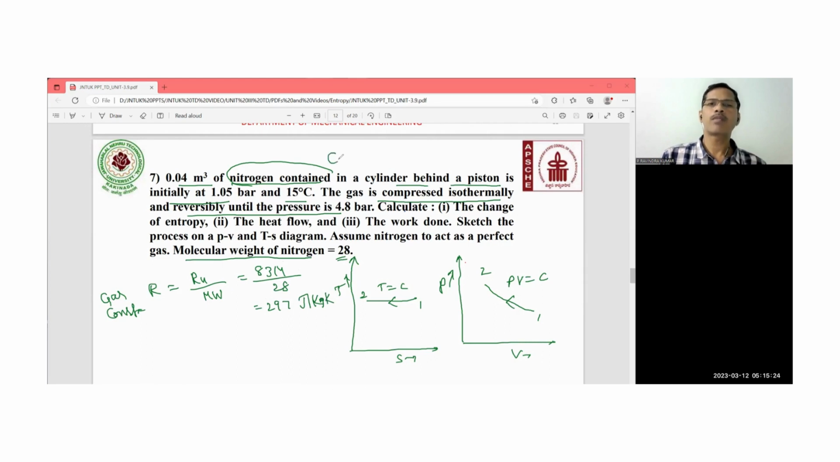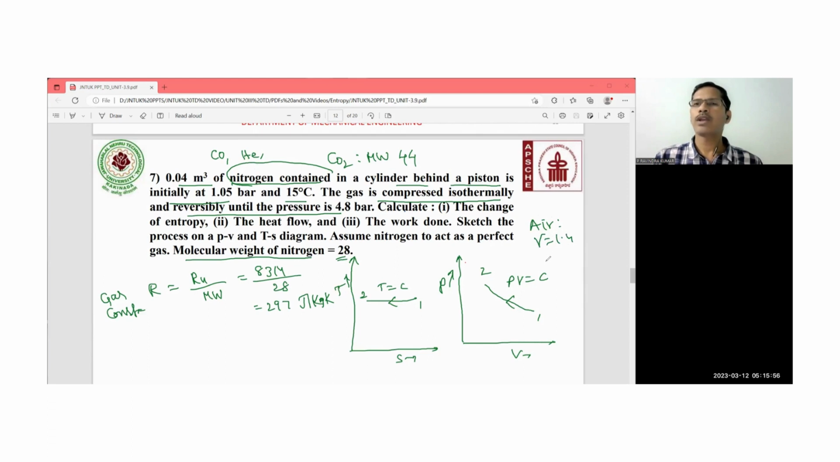Sometimes you can get the carbon dioxide gas, whose molecular weight is 44. Sometimes you can get carbon monoxide, or helium. Here you should also observe whether it is a monoatomic gas, a diatomic gas, or a triatomic gas. If air is given, then you have to assume it as a diatomic gas, where gamma is equal to 1.4.